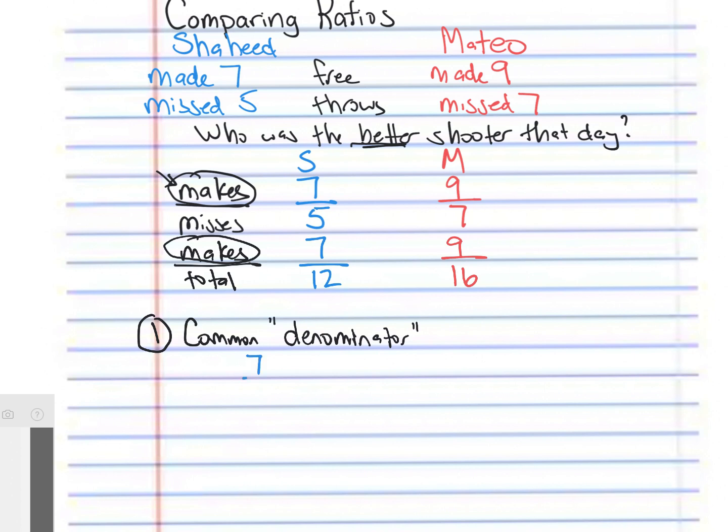So remember Shahid was 7 to 5. Mateo was 9 to 7. So what I want to do is I want to make it so they've both had the same number of misses, or we can make it so they've both taken the same number of shots. So what I'm going to do is I'm just going to multiply both of them by the number of misses that the other player made. But if I do that to the bottom number, or one part of the ratio, remember I have to also do it to the other part of the ratio to keep it equivalent. Oops, this should be 5 though, because we want to make sure that we are multiplying both parts by the same number.